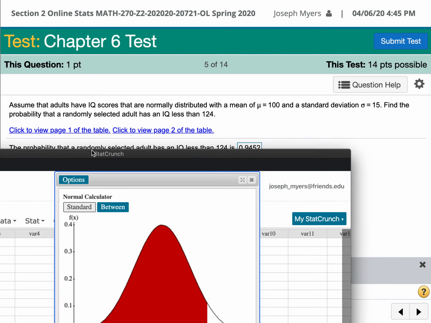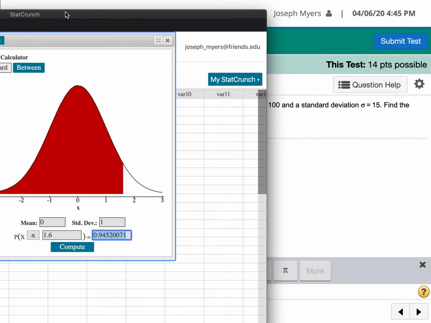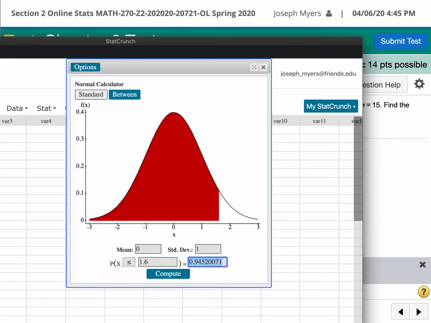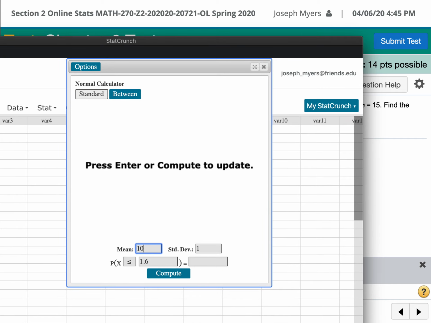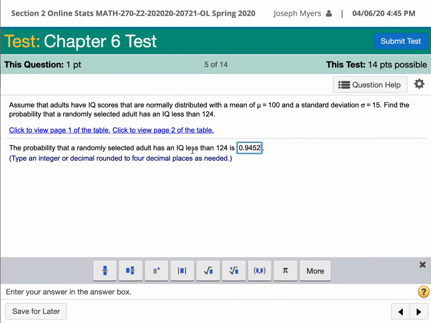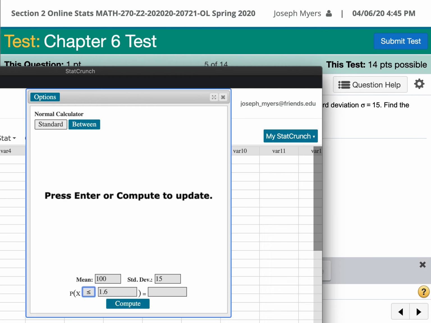However, you can still use this software to find the probability that something is less than 124 by doing this. See this number 100? The mean is 100 and the standard deviation is 15. So do mean of 100, standard deviation of 15. Now this is not the standard normal distribution, but this is still another normal distribution. So if you change the mean and the standard deviation, then you can also change the value to be 124.